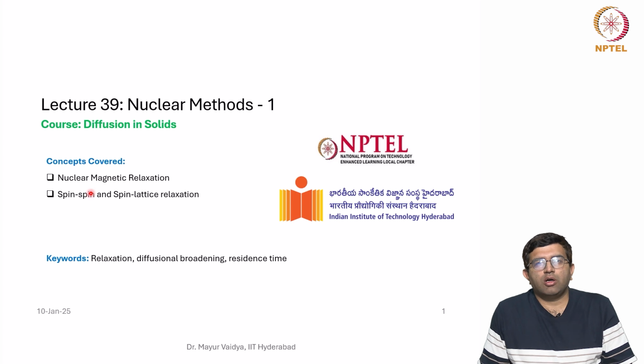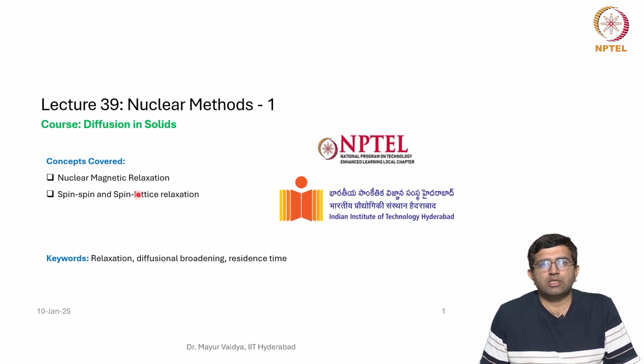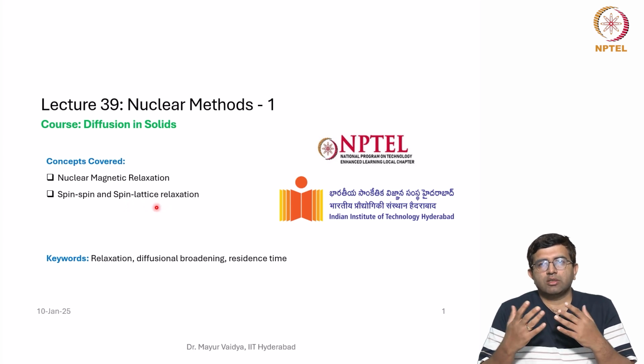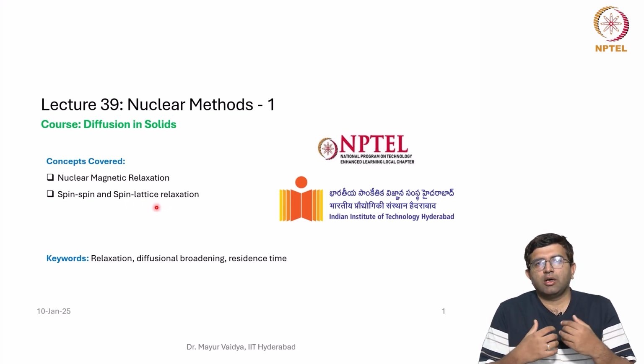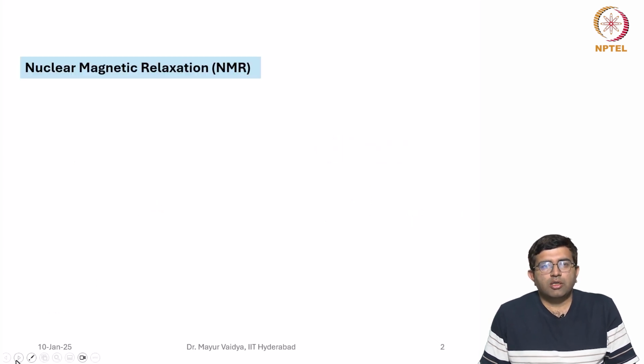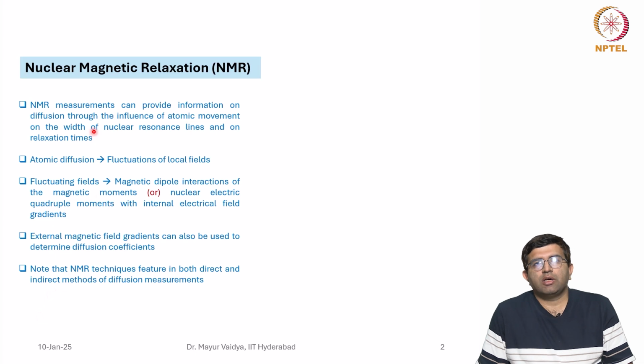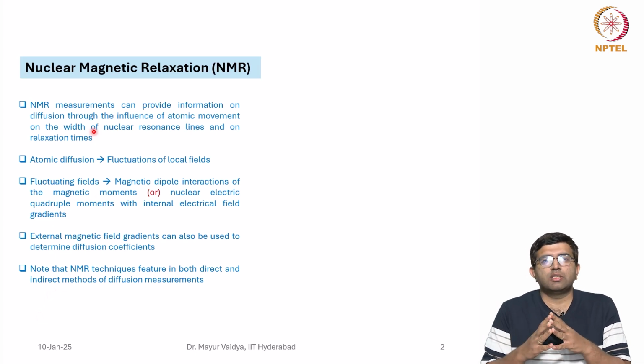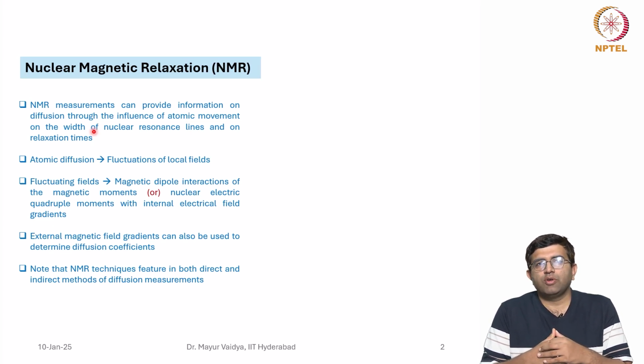So today we will talk about the nuclear magnetic relaxations, spin-spin and spin-lattice relaxation, and how these techniques or these phenomena help us calculate the diffusion coefficients, or rather how they are affected by the diffusion of atoms. So nuclear magnetic relaxations, NMR or nuclear magnetic resonance, can provide information on diffusion through the influence of atomic movement on the width of nuclear resonance lines and on the relaxation times.